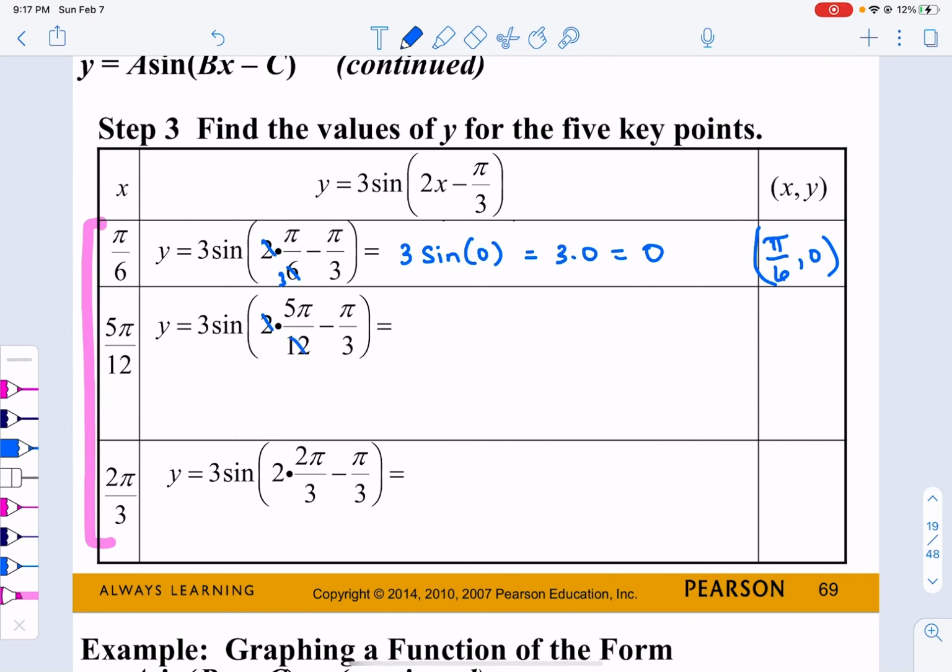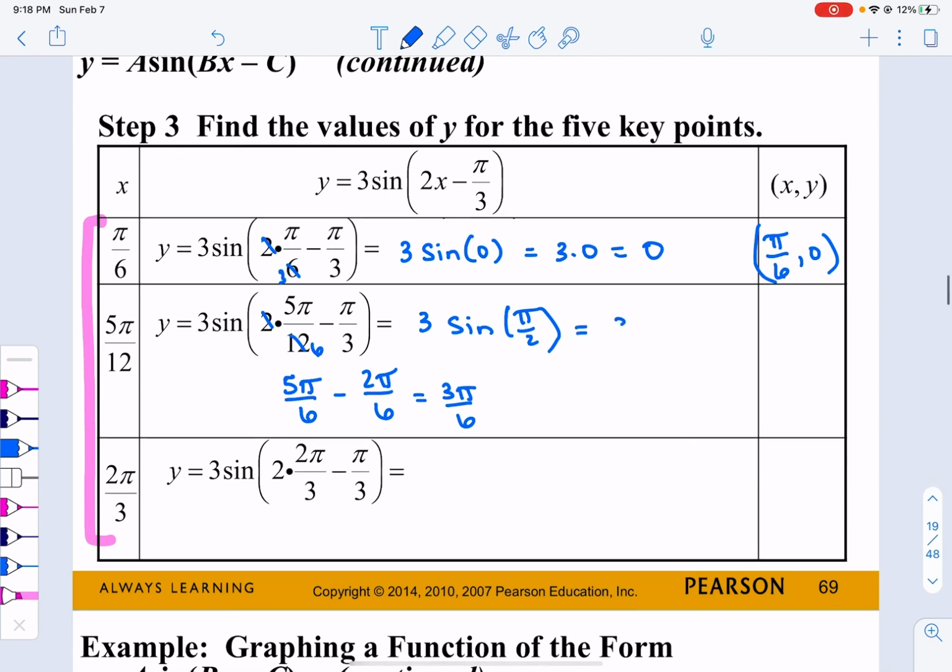If we were to look at the next one, again, we can kind of simplify some things down. That means we have a 5 pi over 6 minus, if these were out of 6s, we'd have a 2 pi. So that means we have 3 sine of 5 minus 2 gives us a 3 pi over 6, which is the same thing as a pi over 2. So sine of pi over 2 is going to give us 1. So 3 times 1 gives us 3. So that means we have our 5 pi over 12, 3.